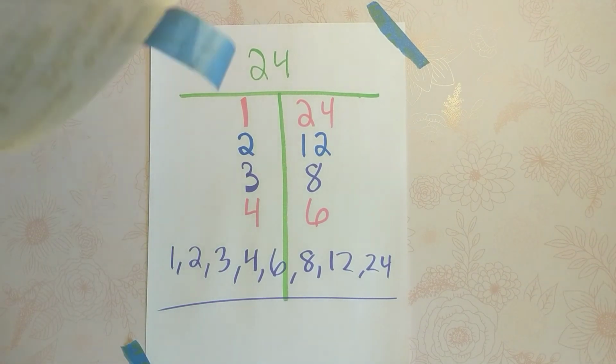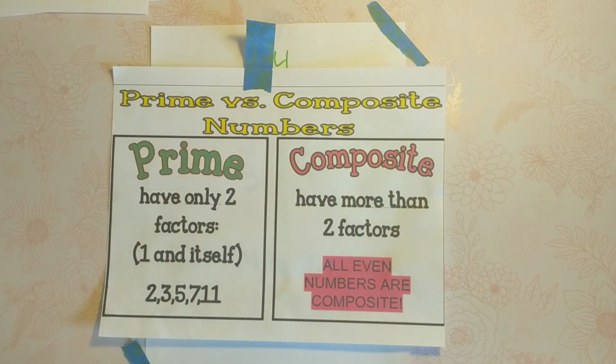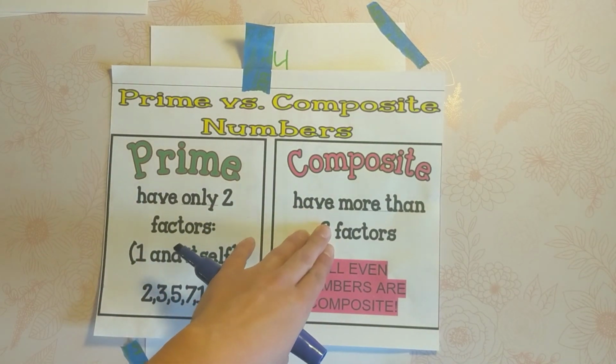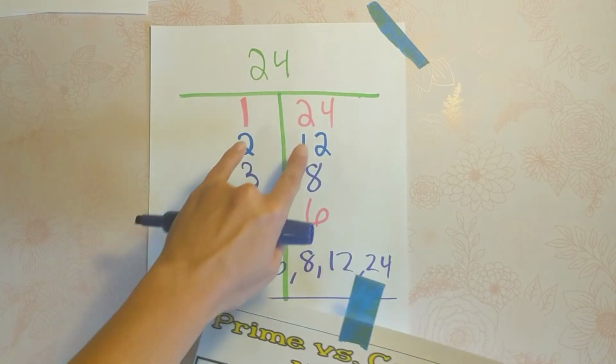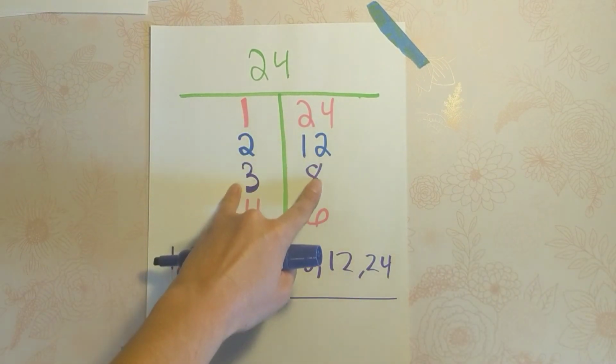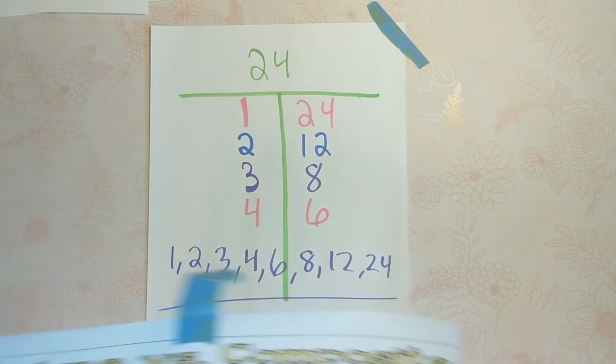Looking at this, is it prime or composite? And how do you know? It's composite because it has more than 2 factors. So it has more than just these 2. Look at all of these factor friends it has.